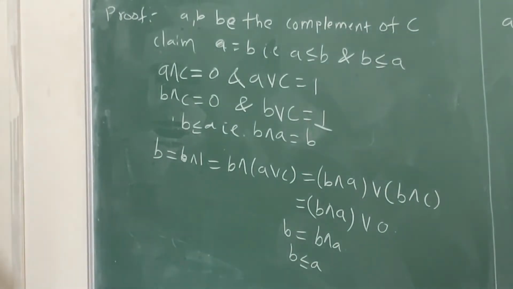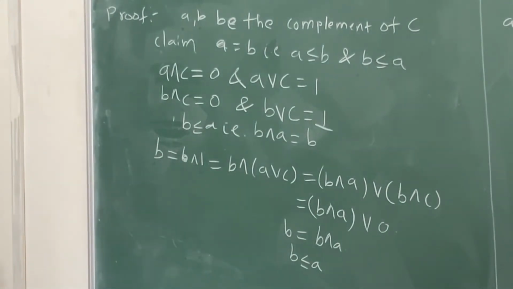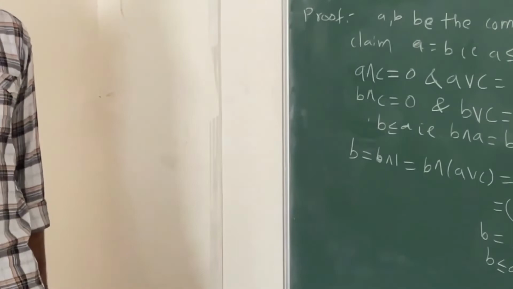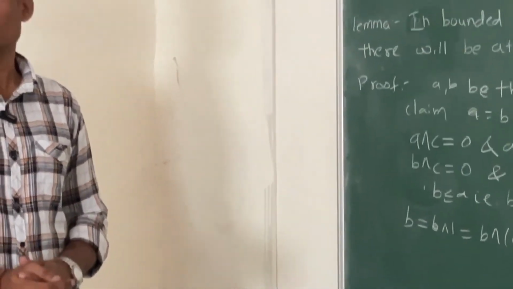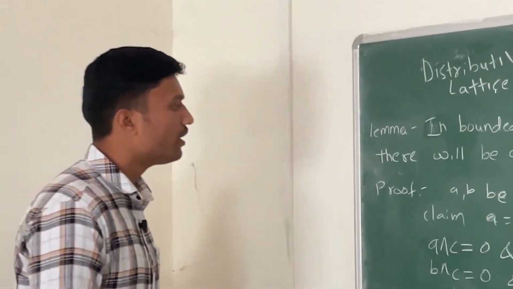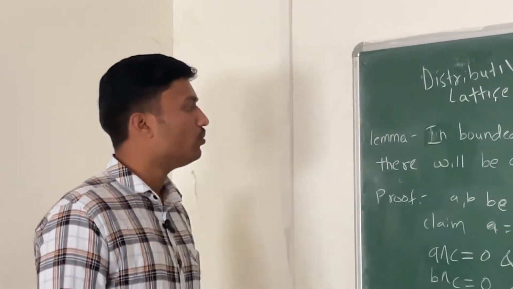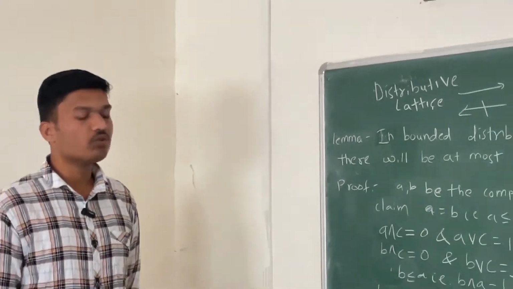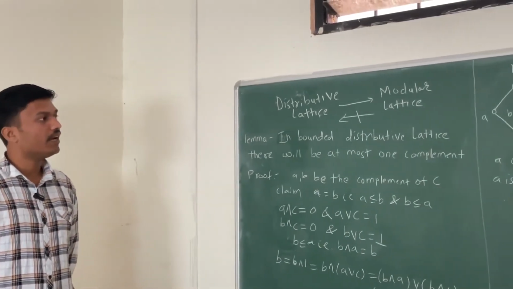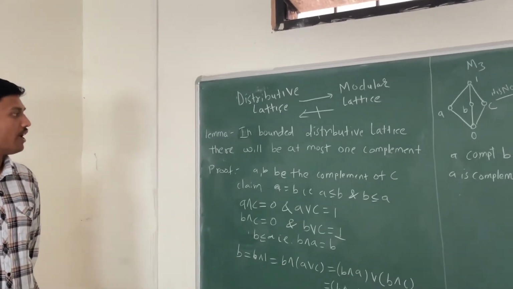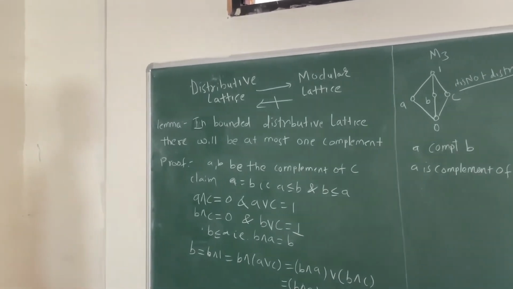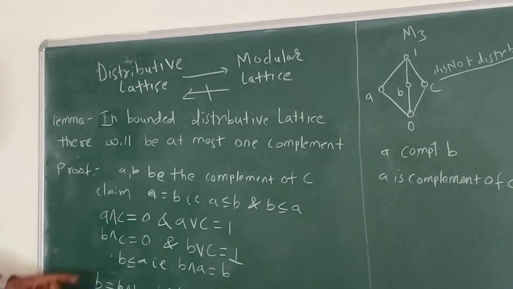Similarly, we can prove that A is less than or equal to B. That you can skip, right? Yes or no? Hence we prove that in a bounded distributive lattice there will be at most one complement. In the diamond lattice there is more than one complement, hence it is not distributive.